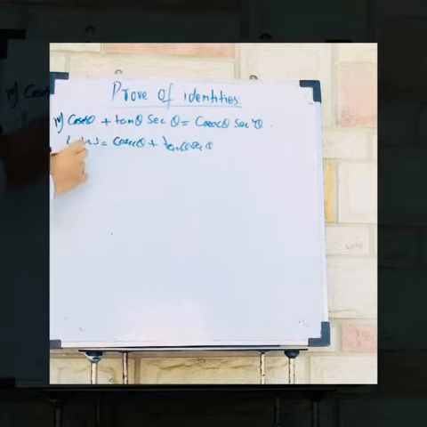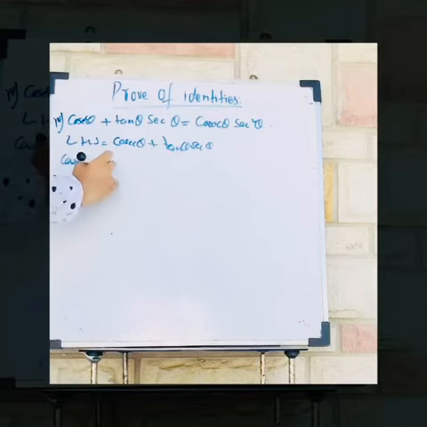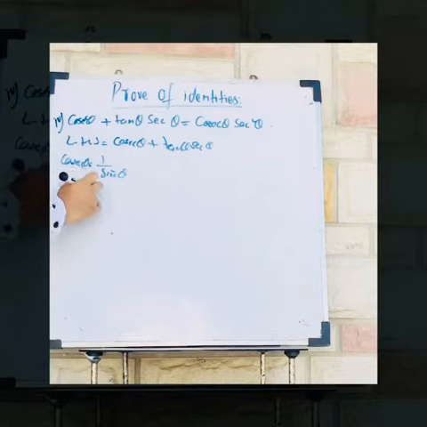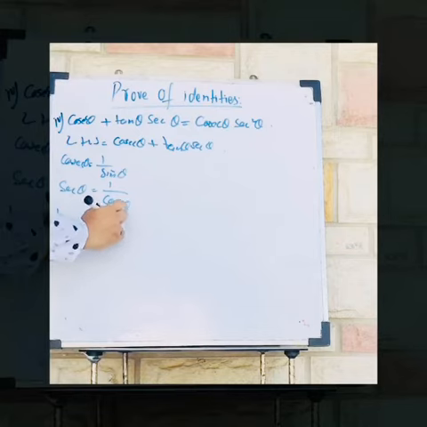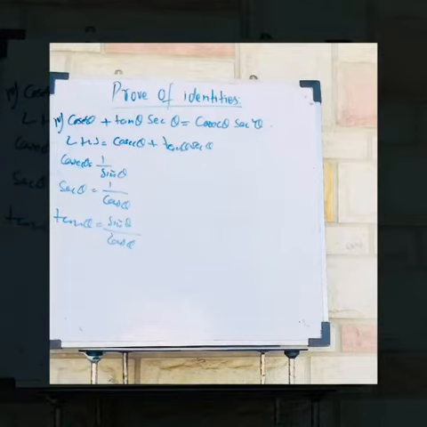I told you cosecant theta is equal to 1 divided by sine theta. Similarly, secant theta is equal to 1 divided by cos theta. Similarly, tan theta is equal to sine theta divided by cos theta. Let me use all of these formulas in here.